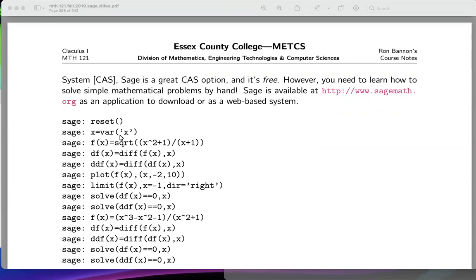So what am I familiar with? Resetting, defining x as a variable, assigning f of x as a function, differentiating, taking derivatives, taking a second derivative, plotting, looking at limits, and so forth and so on. All right, so why would you do that?